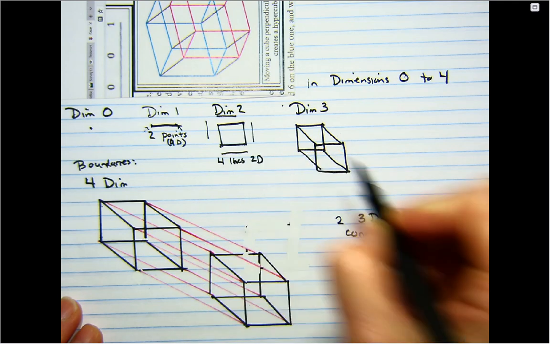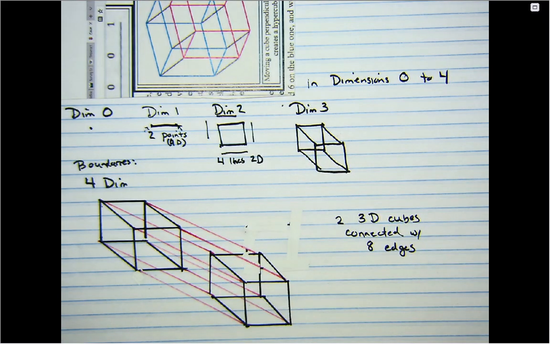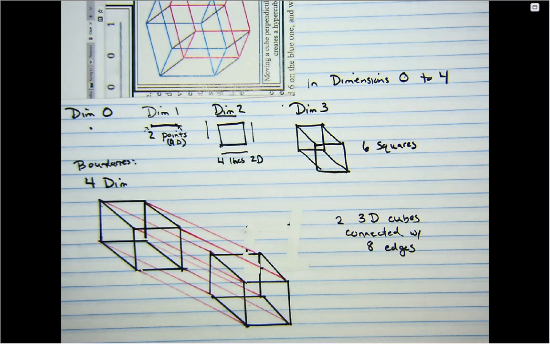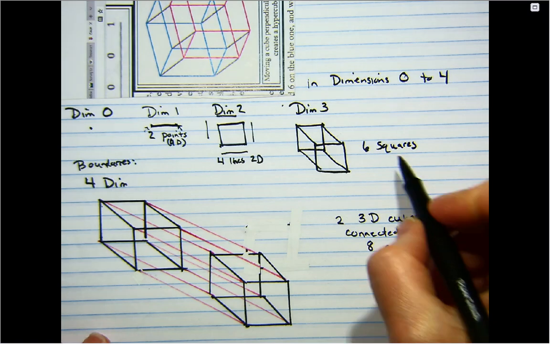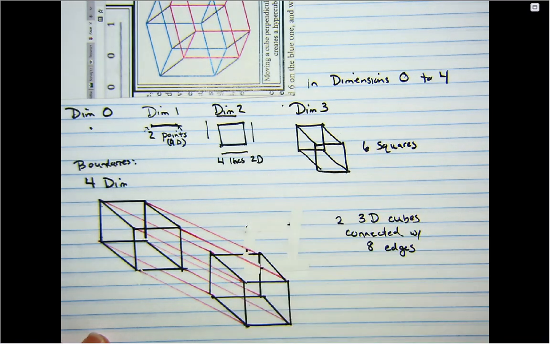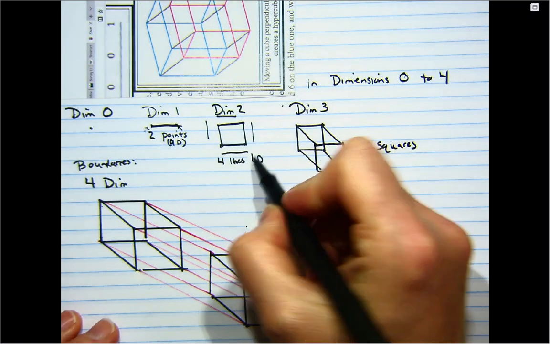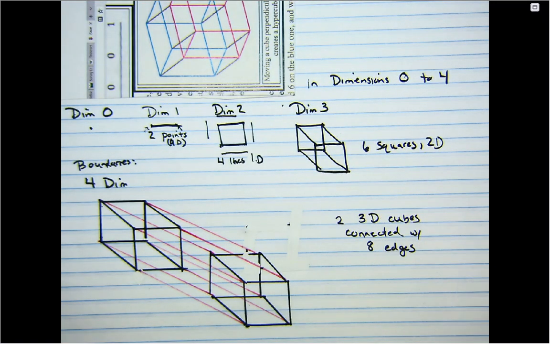How about the 3-dimensional cube? What are its boundaries? 6 squares. Okay, so those are 3D. I keep saying 1 dimension too high. The 4 lines are each 1-dimensional. The 6 squares are each 2-dimensional. So the boundaries on the 4D cube would be how many and what dimension?